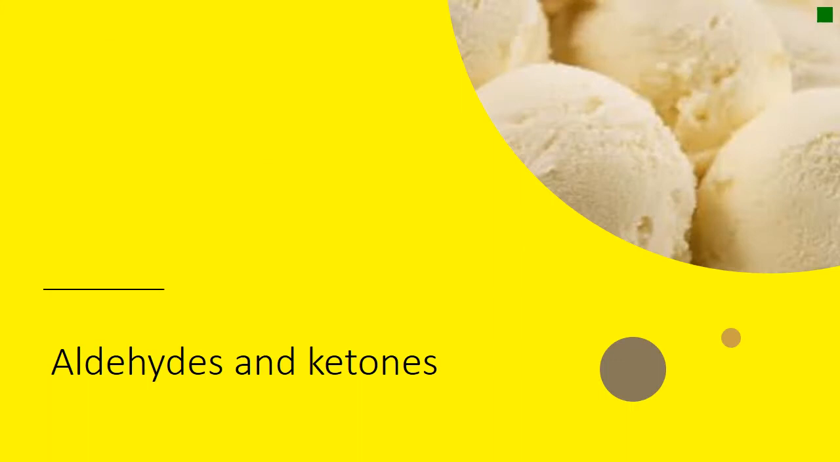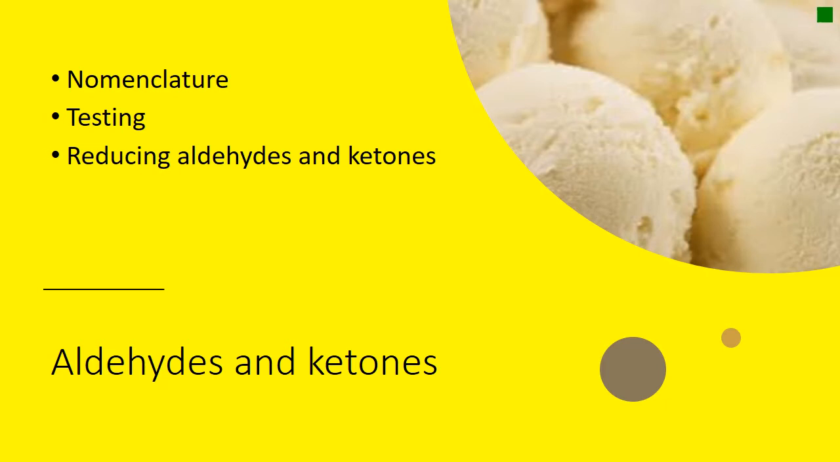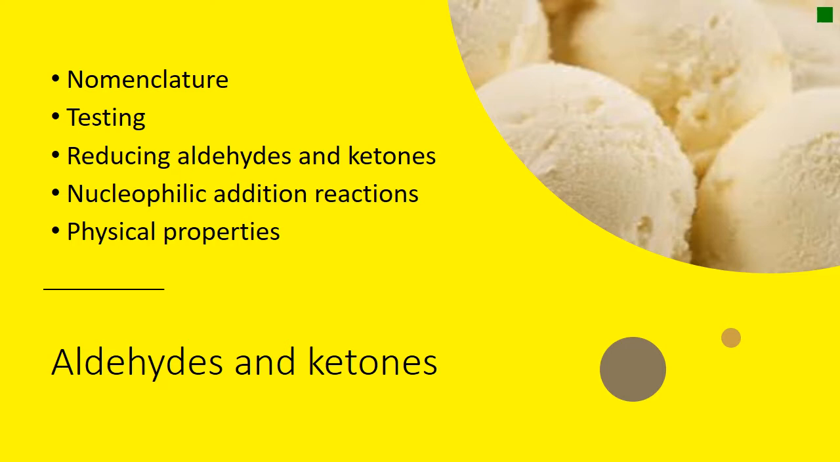But we start with the first lesson, and that's to look at the aldehydes and ketones, which you've met briefly before. What we're going to do in this video is revise nomenclature, revise testing, and then we're going to have a look at reducing the aldehydes and ketones. We've done the reverse of this. We've oxidized alcohols into aldehydes and ketones. Now we're going to do the opposite and reduce them back. And then we're going to have a look at some nucleophilic addition reactions and have a look at their physical properties too. Okay, so let's crack on.